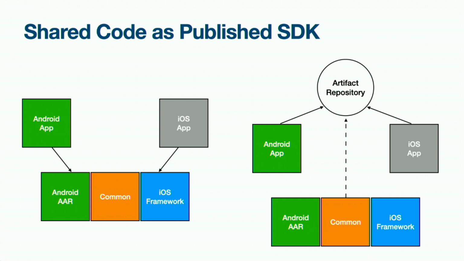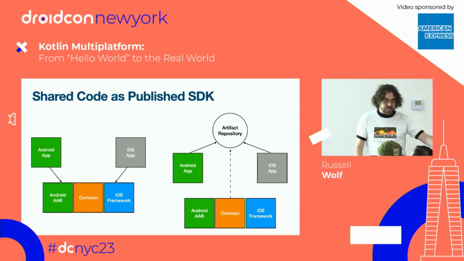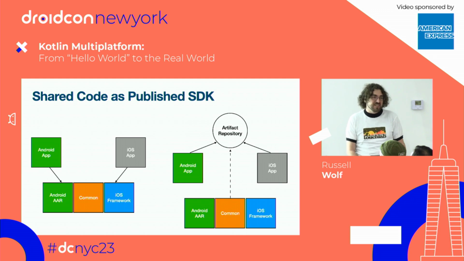The benefit of it is iOS gets to avoid the Kotlin and JVM tooling. It also means you don't need to build Kotlin native as frequently. The downside is you have slower iteration because you need to publish and build each time.